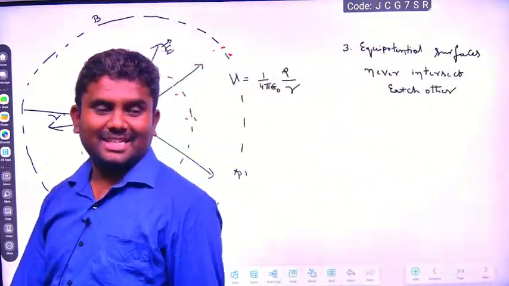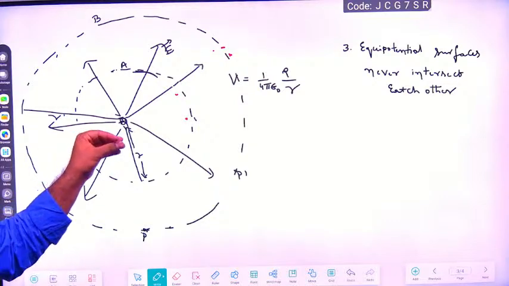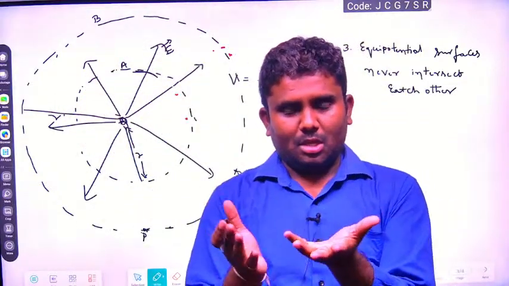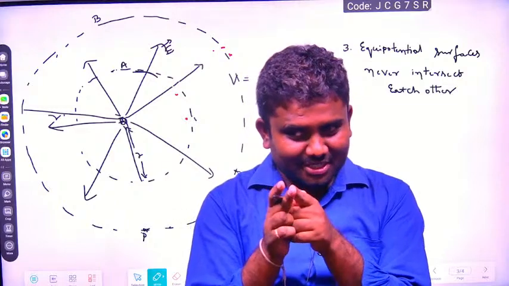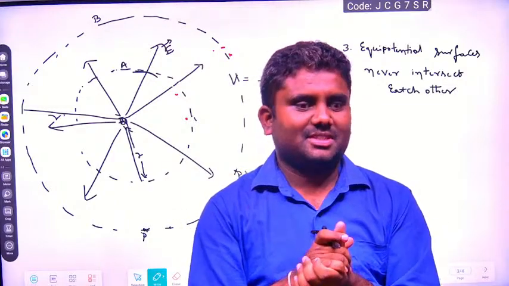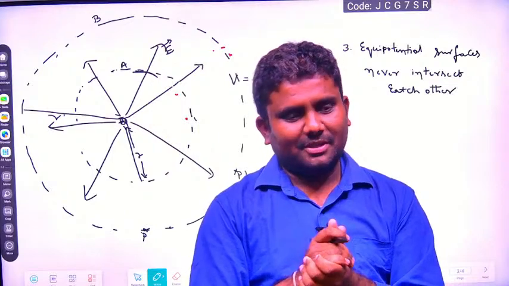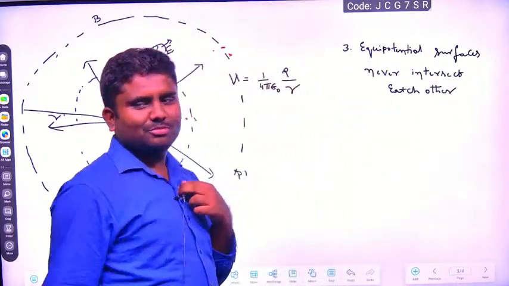Equipotential surfaces never intersect. This is one property of it. For example, take a spherical body. The surface of the spherical body has the same potential, right? That is an equipotential surface, whenever a charge is at the center. Understood? Now, this is one more point. So, 3 points we have written. Any other points?